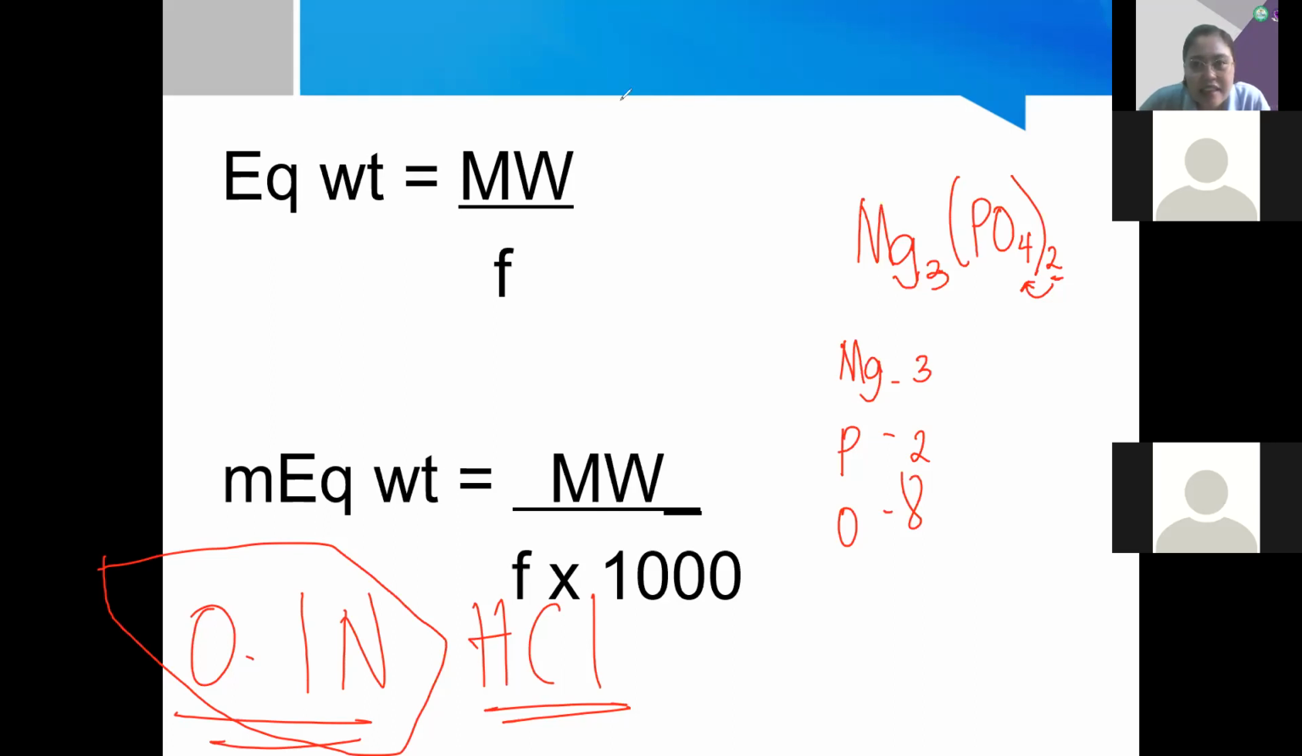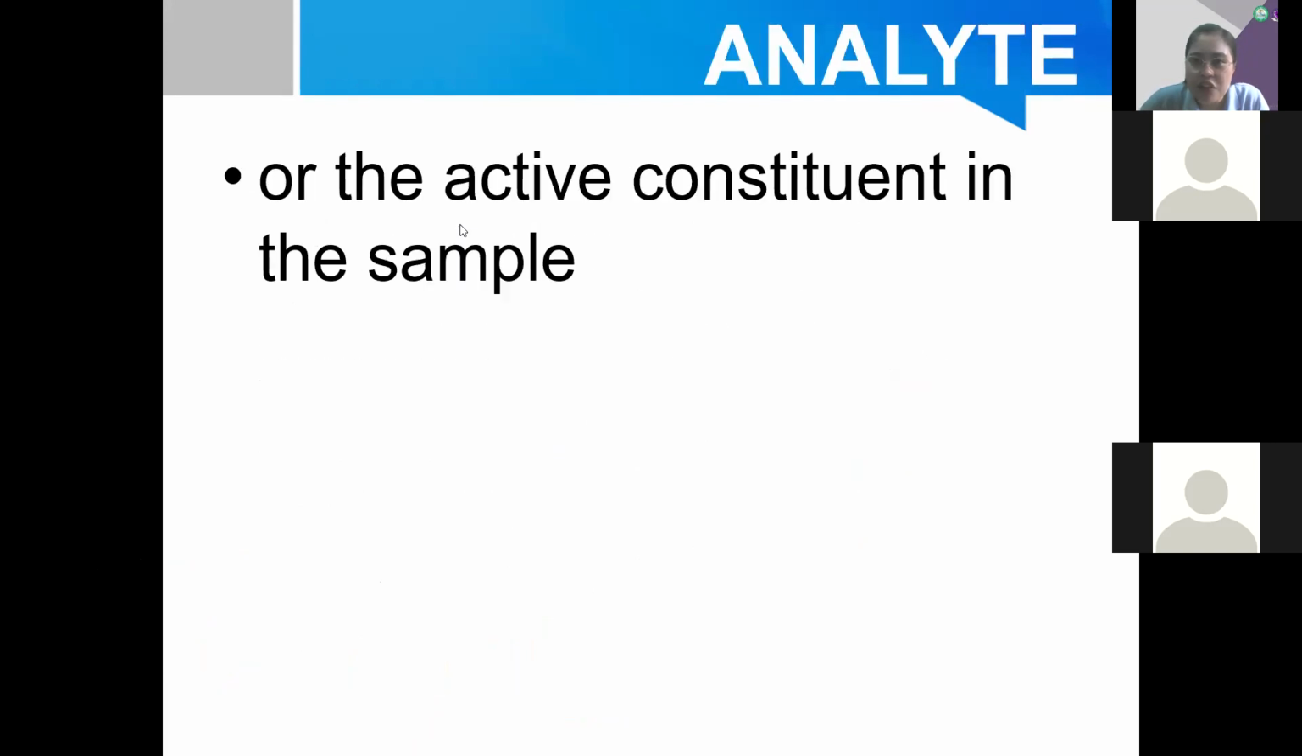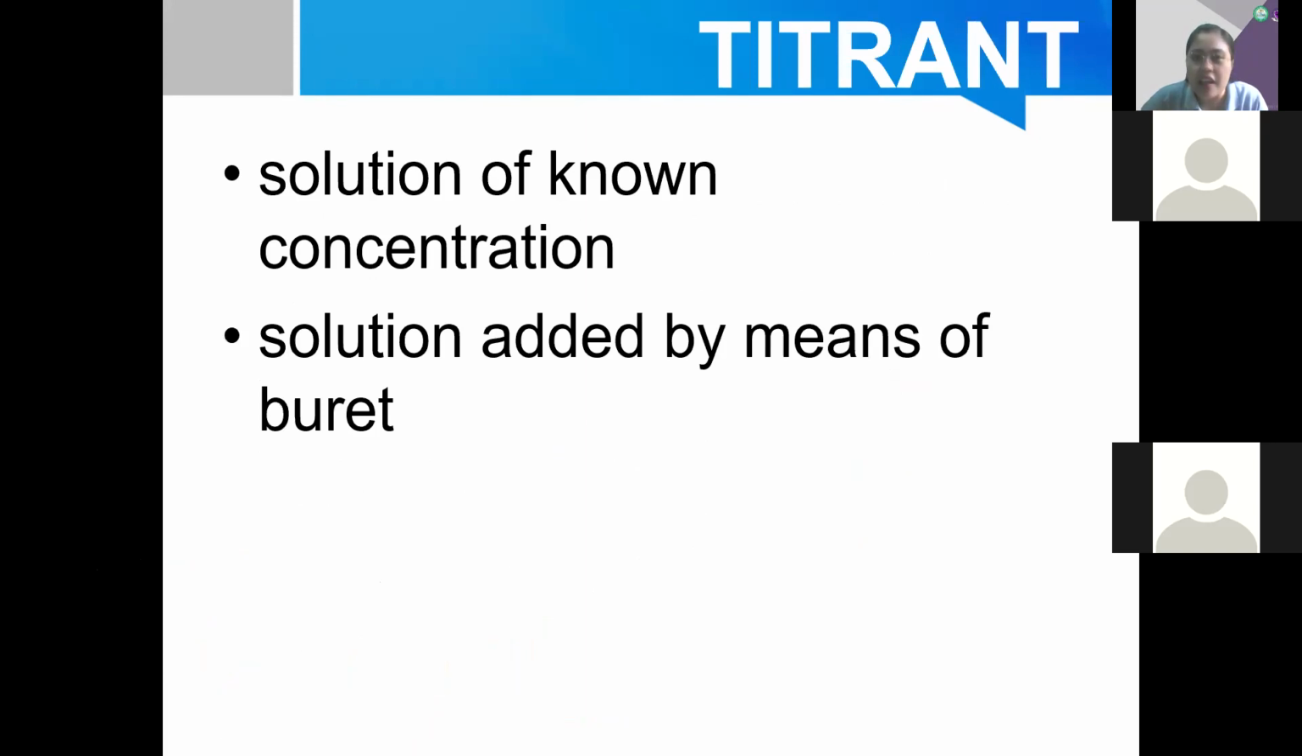Okay, anything else? How about the definition of terms here. Analyte is the sample itself or the component of the sample that we are investigating. The titrant is what we put inside a burette. And most of the time, the titrant will be of known concentration. We know its concentration. Okay?